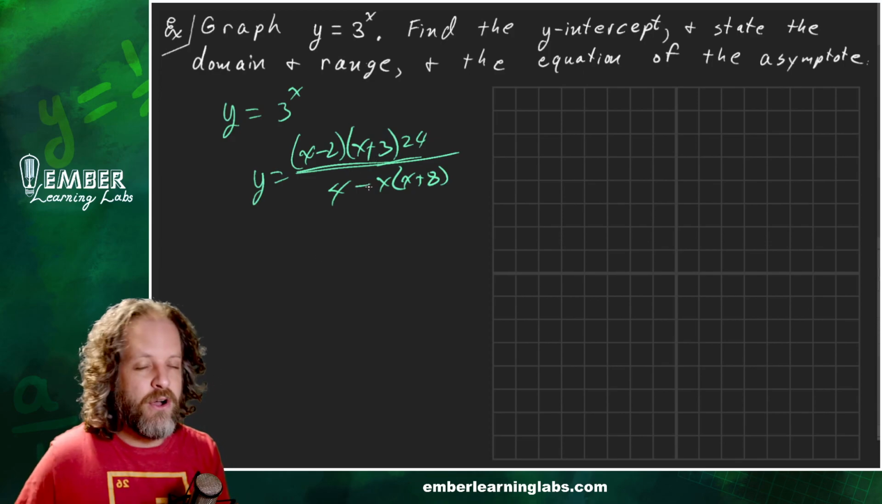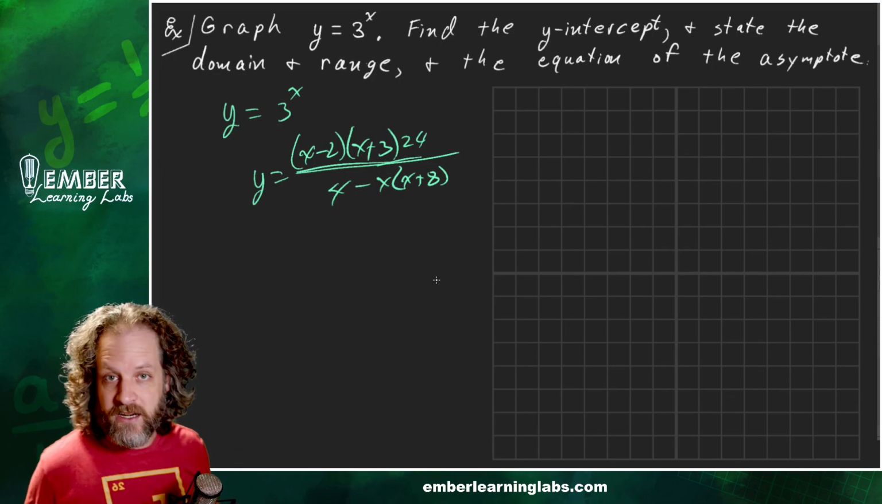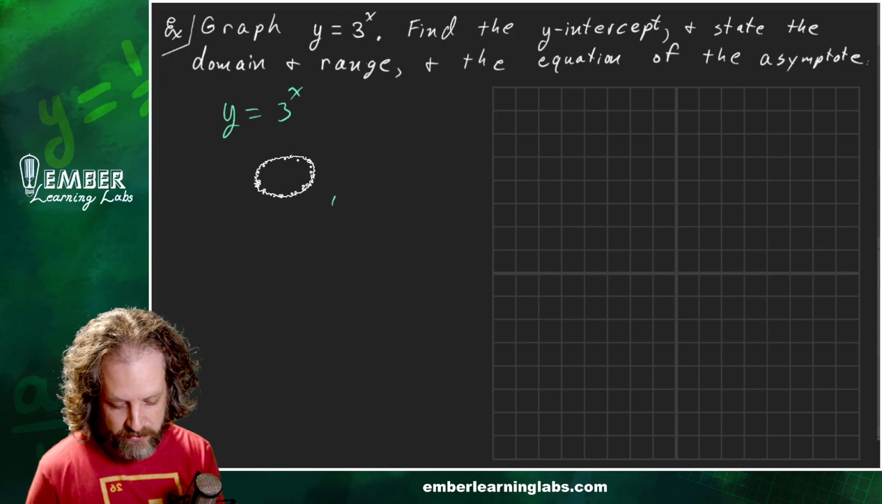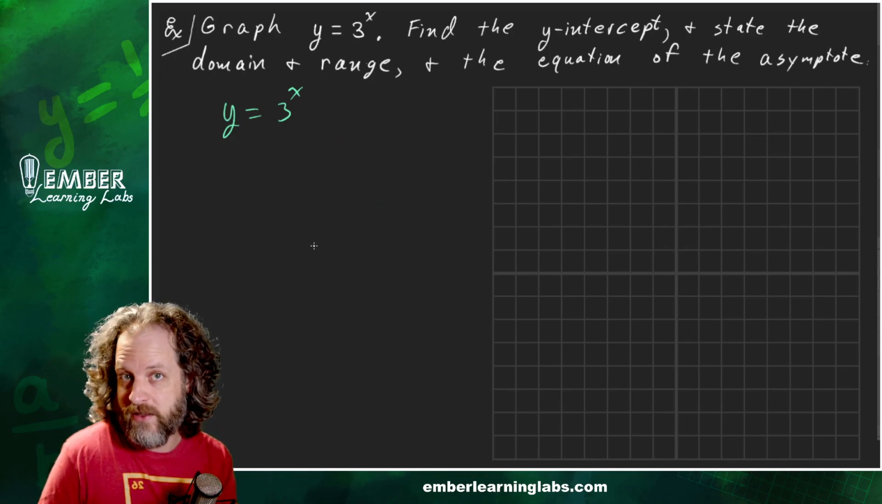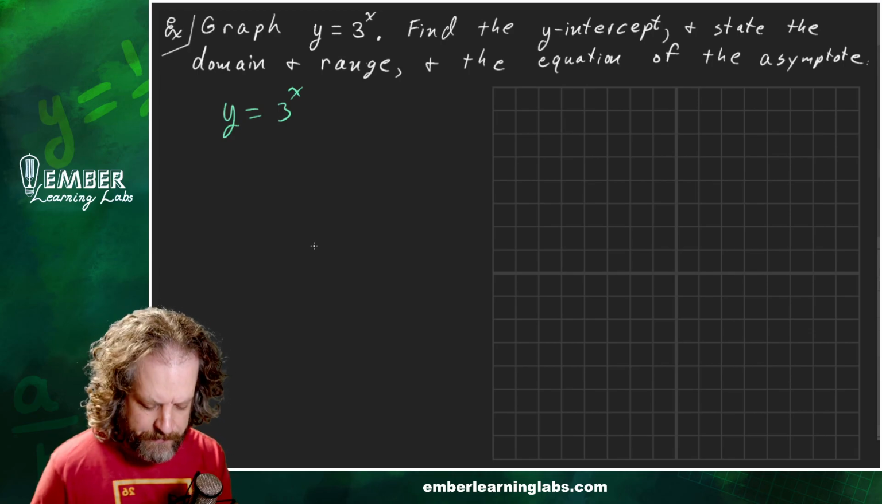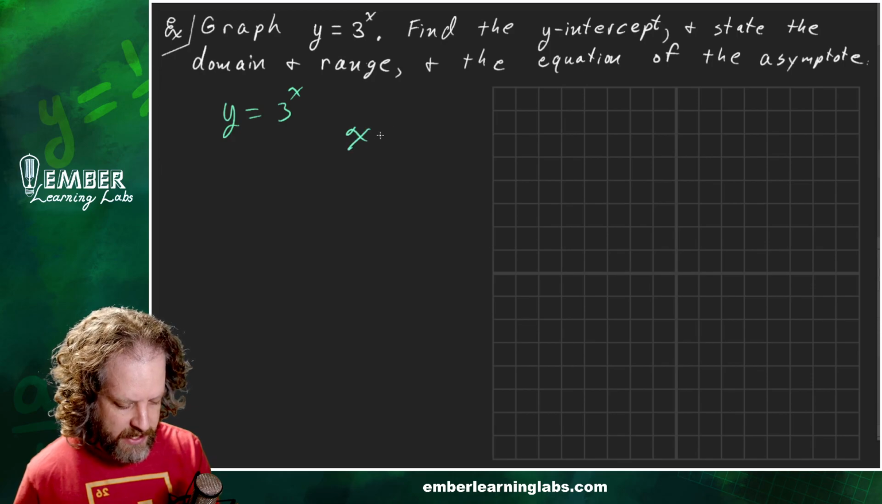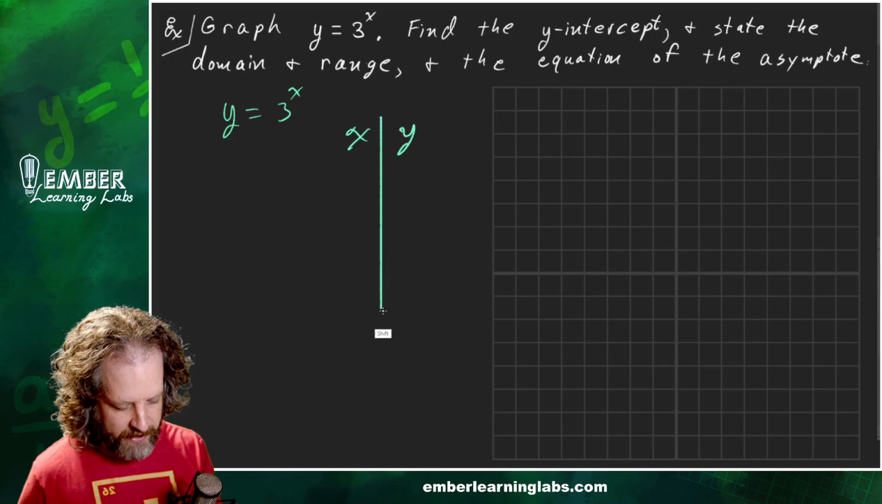Now, it's helpful if you know what the parent function is supposed to look like, so you can have an instinct for what this is going to look like. But using this method, you can really get some version of a graph for pretty much anything. And that is simply, we're going to draw a t-chart, so x and y, and then we're going to fill in the t-chart.